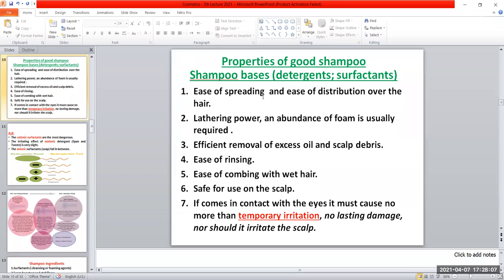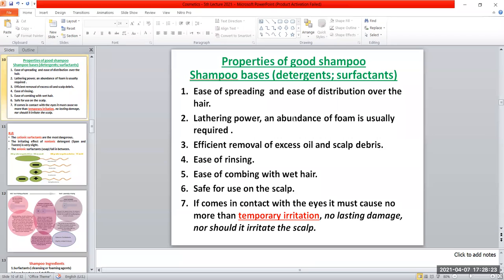لازم تتفرد بسهولة. يعني once you put the shampoo on your hair, you should be able to spread it all over the scalp, all over your hair, to be able to clean your hair efficiently. يبقى ease of spreading, ease of distribution over the hair.